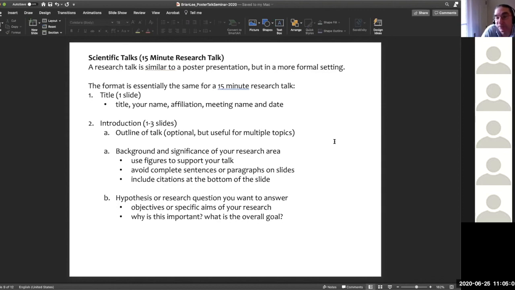It's a good idea to use figures as much as possible. So if you had a summary figure for your introduction on your poster, include that in your research talk.